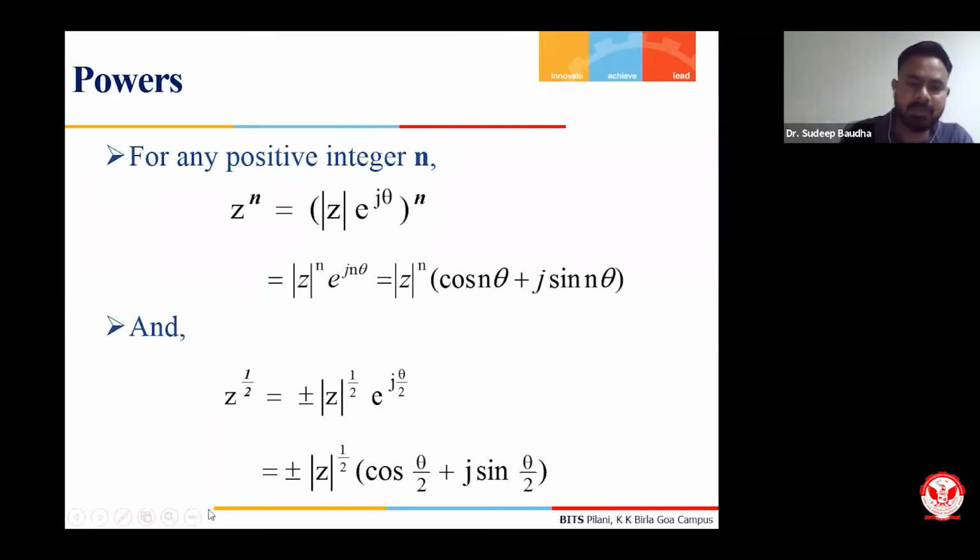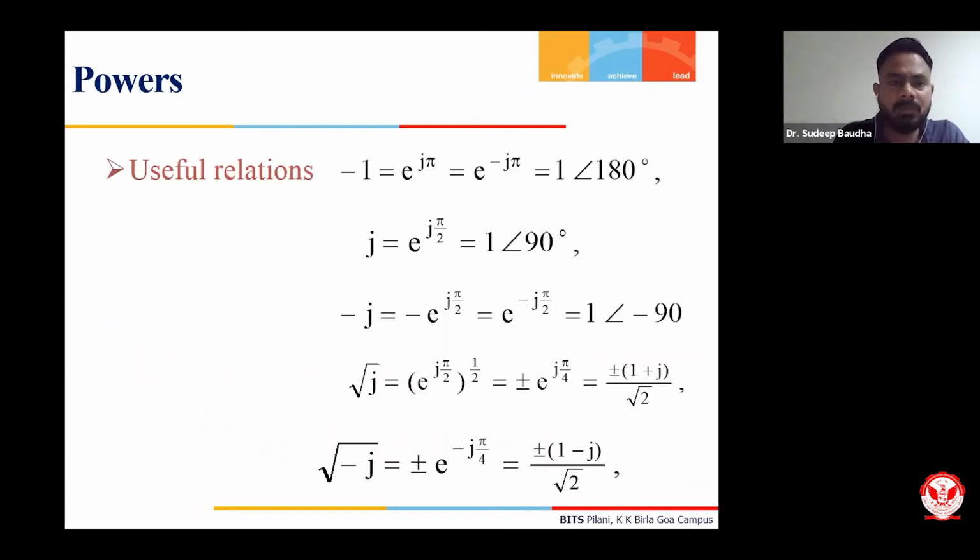And also, if I write in terms of n equals half, then I get this. So mod of z to the power half, e to the power j theta by 2, because now n is half, it comes as theta by 2. Using Euler's identity, I can write it as cos theta by 2 plus j sin theta by 2. So this is how you can denote powers.